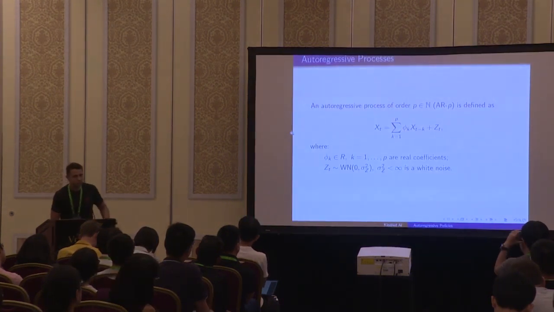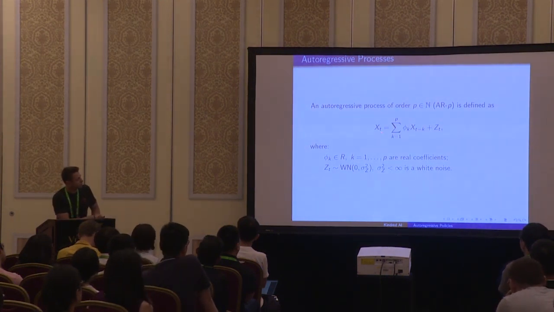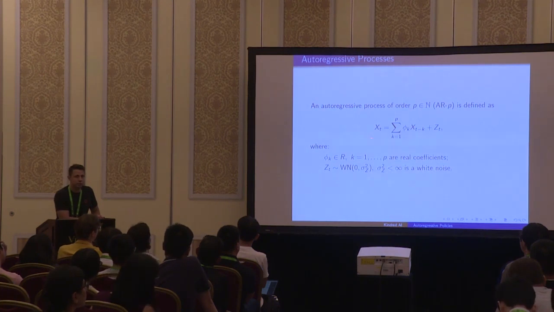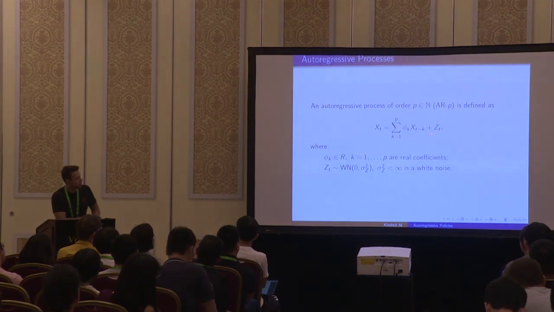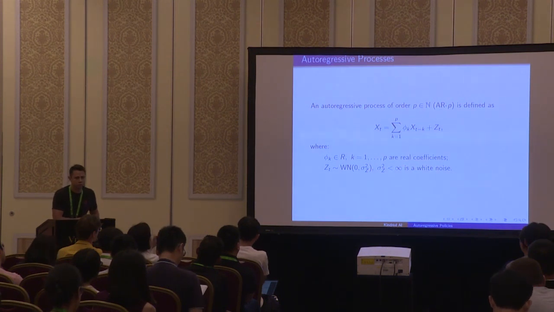Just a tiny bit of background. An autoregressive process of order p is defined with a simple linear relationship, where the value at the current time step is equal to a linear combination of past p values plus a sample from a white noise process with a finite variance. The coefficients phi k of the linear combination and the variance of a white noise component determine the properties and the behavior of this process.